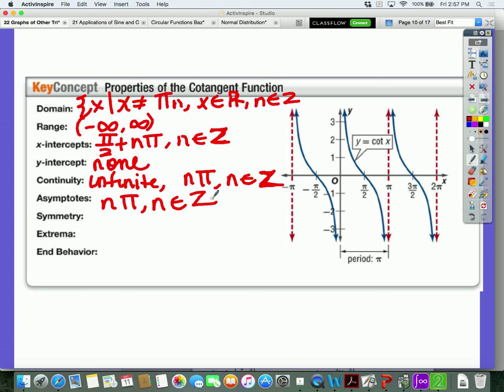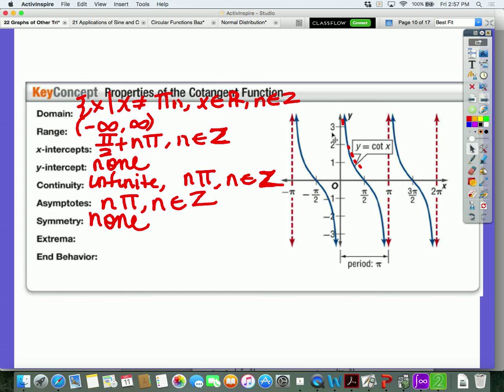What type of symmetry does cotangent have? There is none. Because if I try to flip it over the y-axis, this curve would be here. If I were to reflect this over the y-axis, this particular part of my curve will be over here instead.